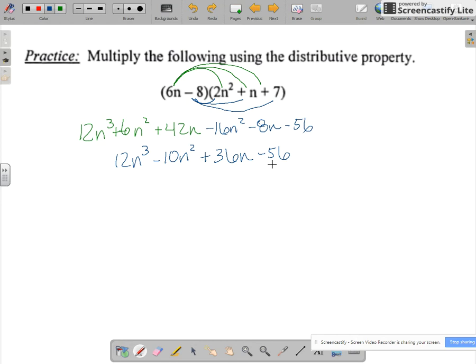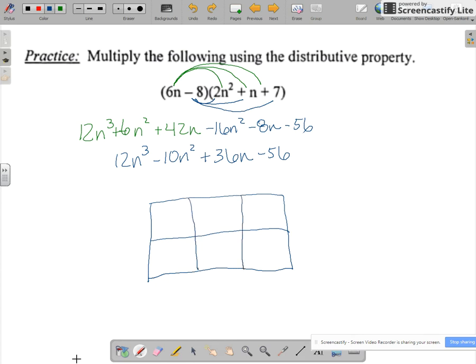All right, so now here comes our box method for this. So instead of this time having 4 blanks, we're going to have 3. So we have 2 sections, and then 1, 2, 3 sections. Okay, so we have 6n and minus 8. And then we have 2n squared and 7.